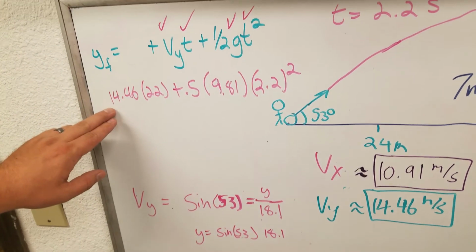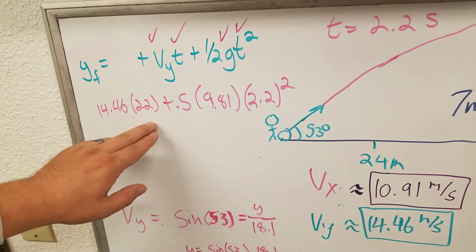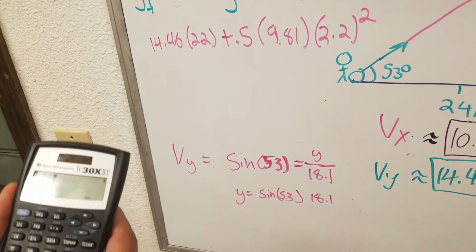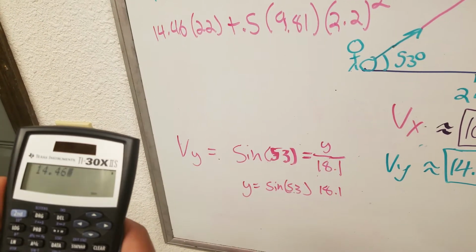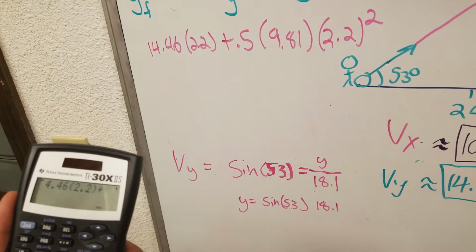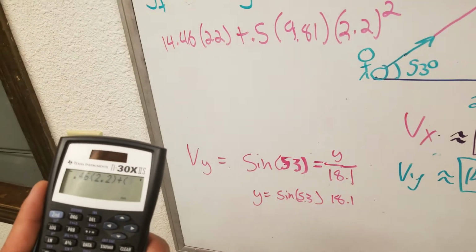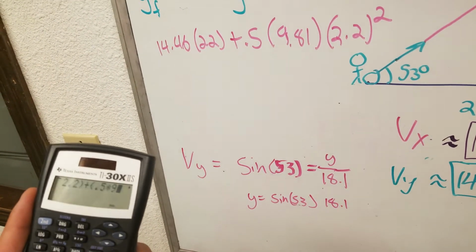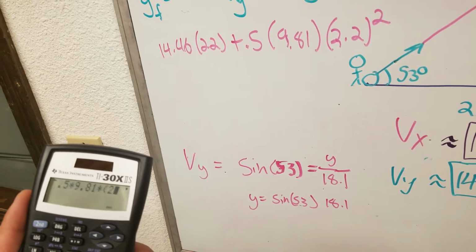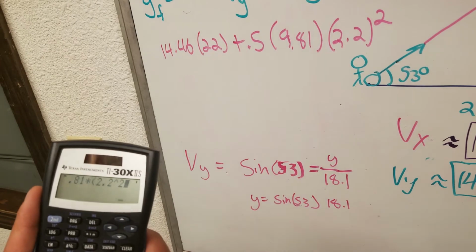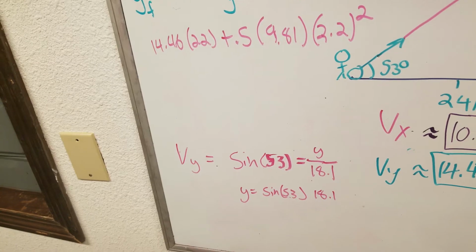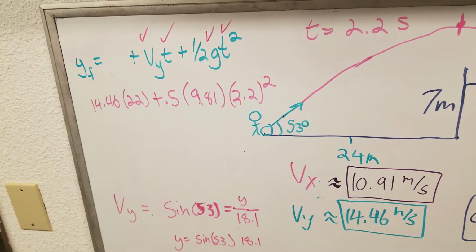Okay, we've got our y velocity times time. I probably did a 22 instead of a 2.2. 14.46 times 2.2 plus, I'll put a bracket here just in case, 0.5 times 9.81 times bracket 2.2 squared gives us 55.55. Okay, I'm doing something wrong here for our y distance.